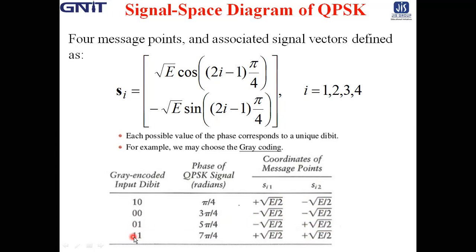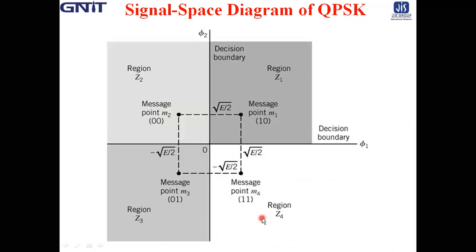And for the last Gray-encoded input dibit, that is 11, psi1 has now become plus root E by 2, and psi2 is again plus root E by 2. So these are the coordinates. Now accordingly, you can draw the signal space diagram of the coherent QPSK signal.